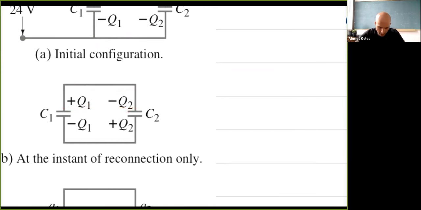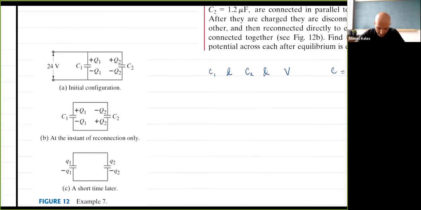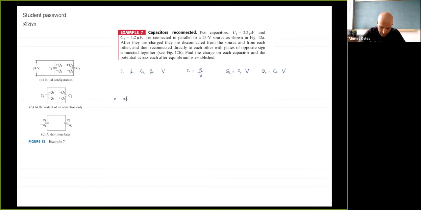The charge on the first one and the charge on the second one should somehow cancel each other. So the total charge after the reconnection should be equal to Q1 plus Q2, oh sorry, Q1 minus Q2, because there's a minus sign here. This one is plus, this one is minus. So Q1 minus Q2, which is equal to C1 minus C2 times V. I just plug this in here.